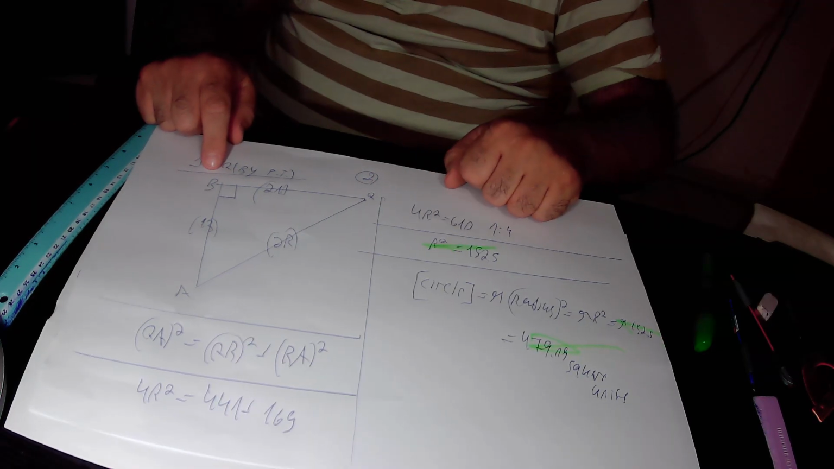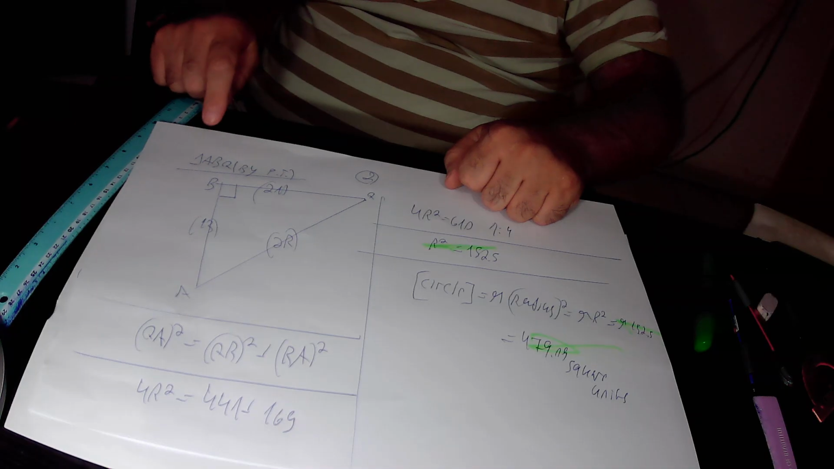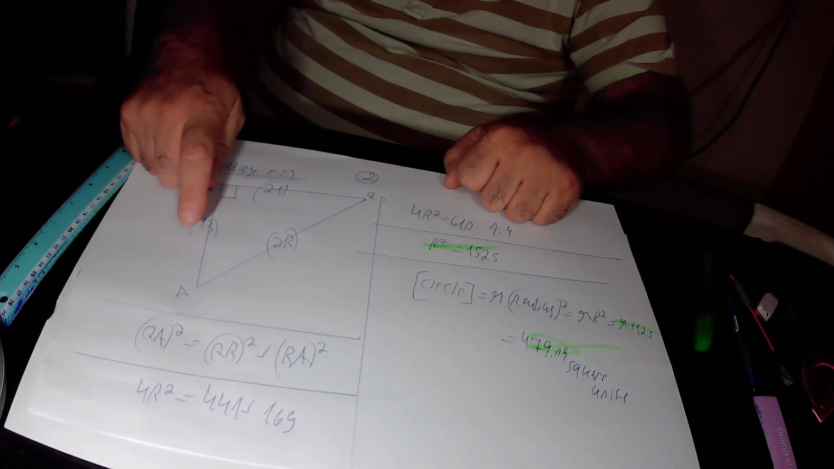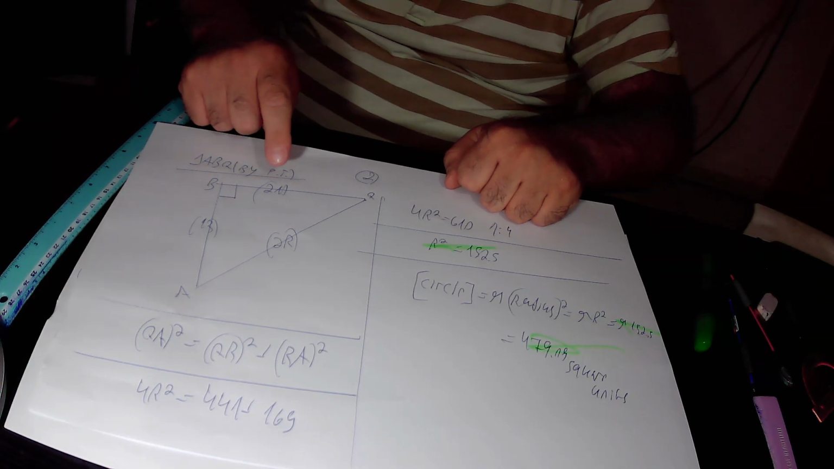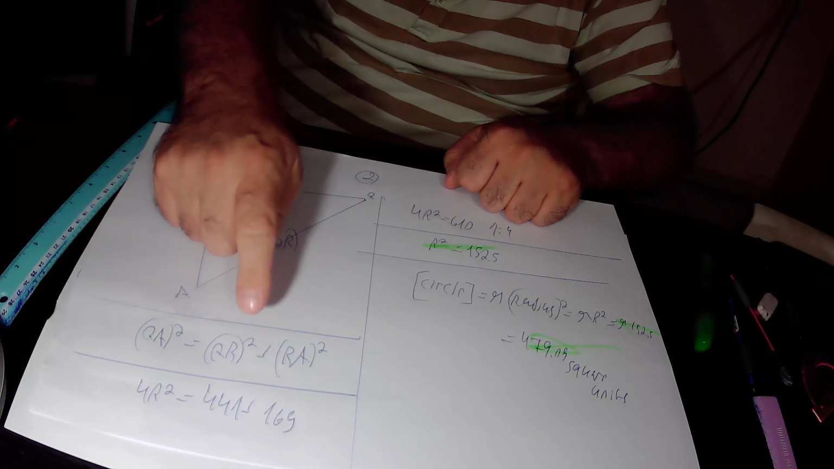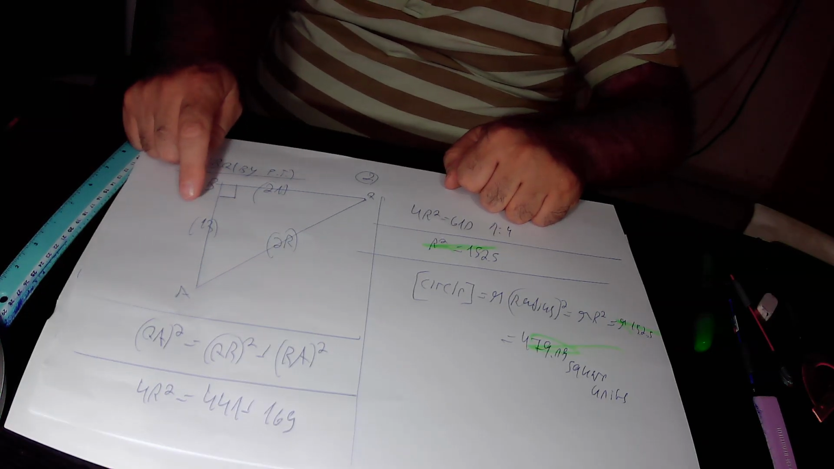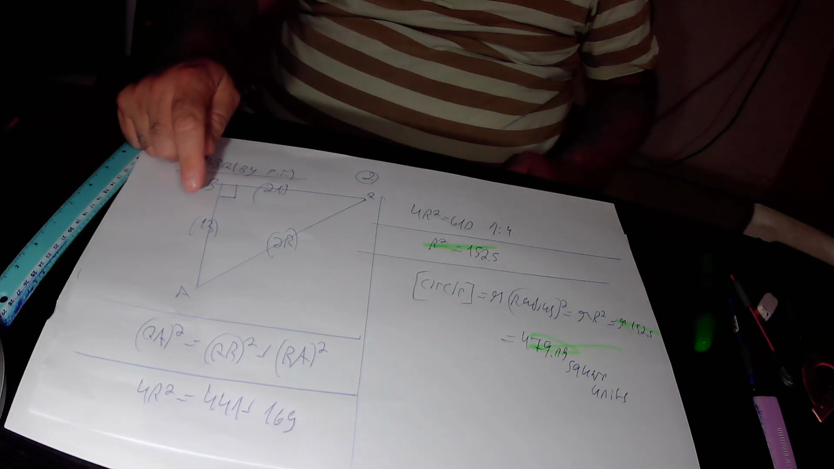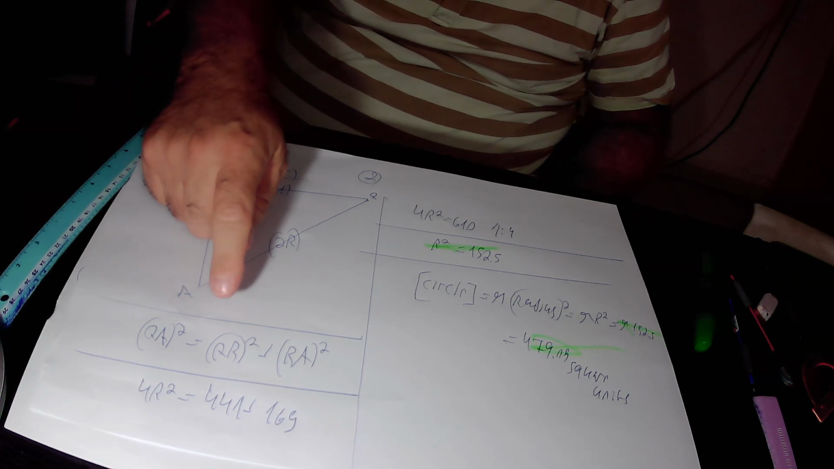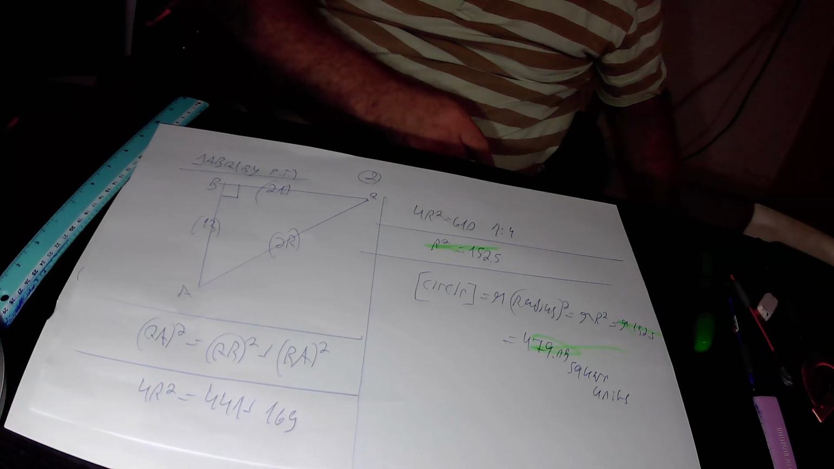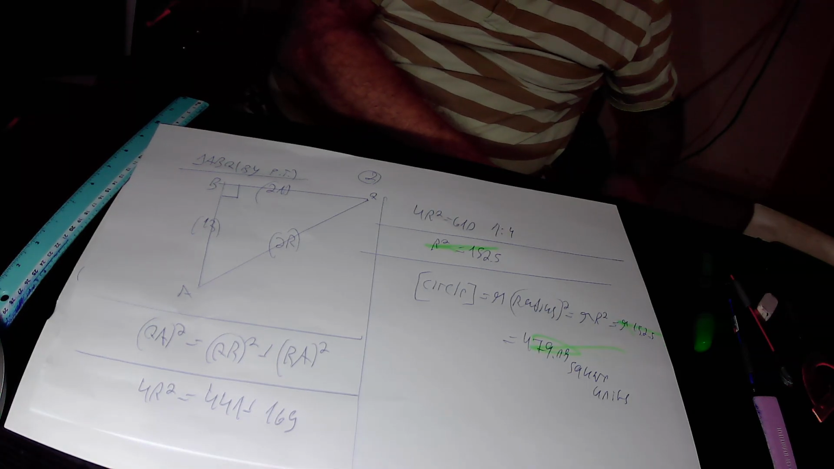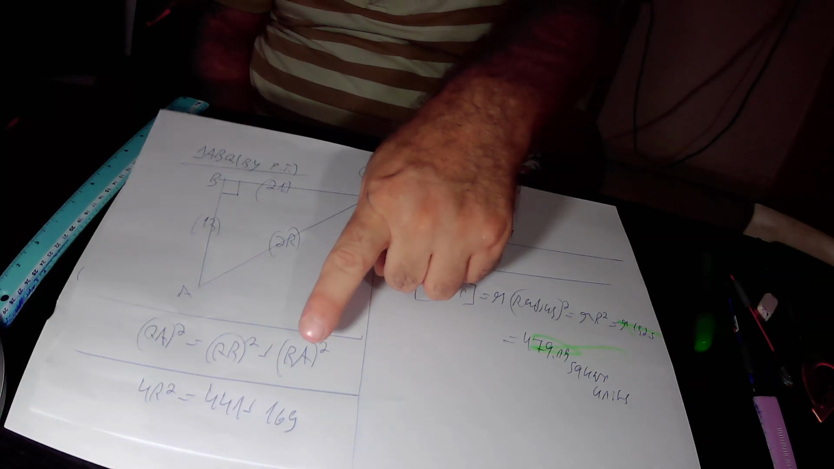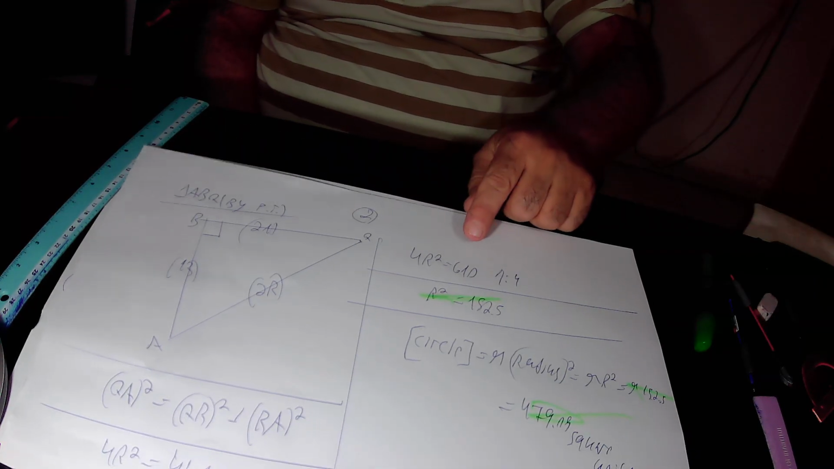In this triangle BQA, QA squared, that is the square of the hypotenuse, equals BQ squared plus BA squared. QA is 2r, therefore QA squared is 4r squared, and it equals BQ squared. BQ is 21, therefore BQ squared is 441, plus BA squared. BA is 13, therefore BA squared is 169. So 4r squared equals 441 plus 169, which is 610.